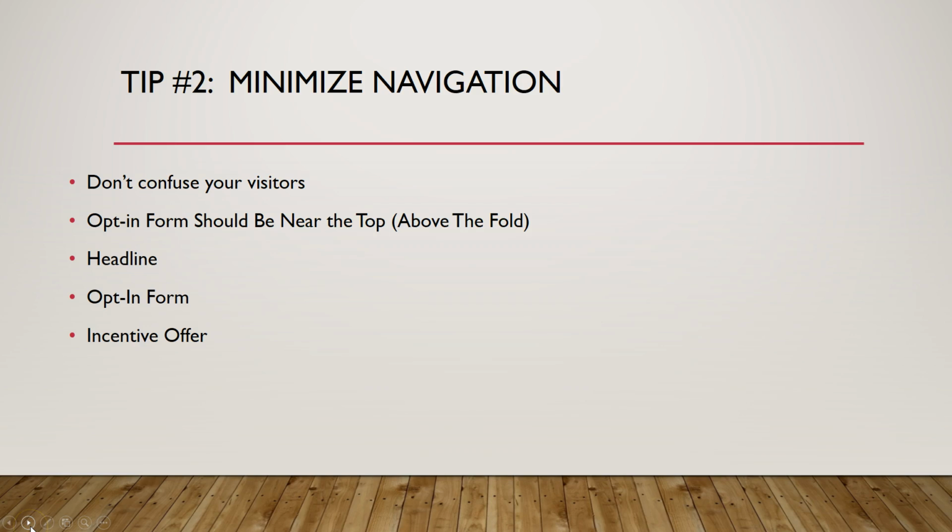So people are going to feel more comfortable now just leaving their email to see how they can get leads on Twitter. Tip number 2, minimize navigation. You don't want to confuse your visitors. You want to keep the navigation clean. You don't want them scrolling down to find the opt-in form. You want to keep that opt-in form near the top. And all you should have on your lead capture page or squeeze page is the headline, the opt-in form, and the incentive offer, describing really briefly what they're going to be getting.